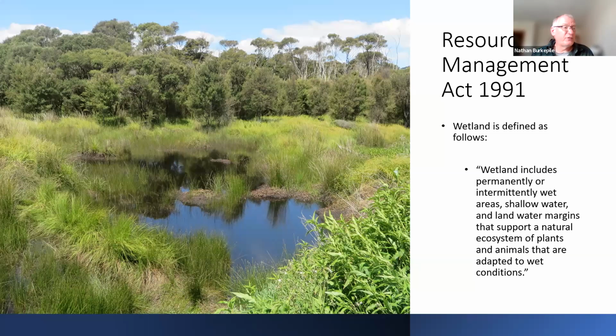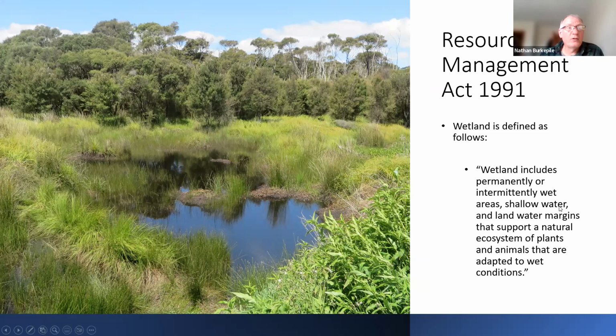The management of wetlands usually falls under the Resource Management Act. In the Act, a wetland is defined as permanently or intermittently wet. That intermittently wet part is actually an interesting area, because we lost most of our ephemeral intermittent wetlands since they were the easiest ones to drain, and we still lose some in some regions.